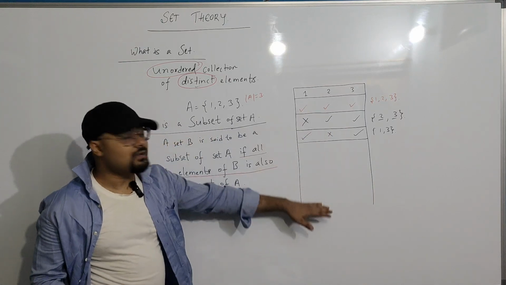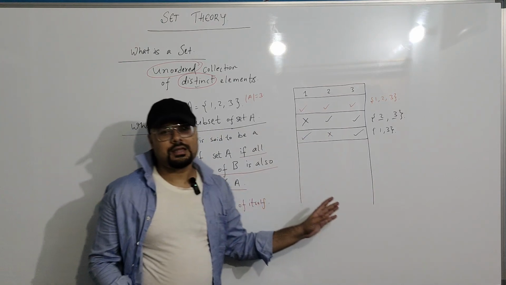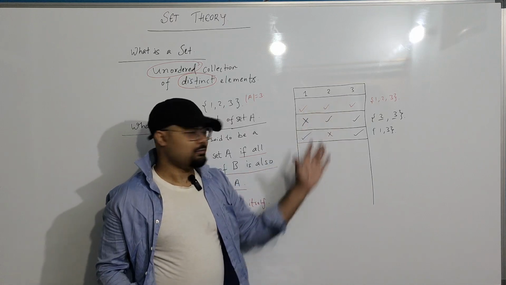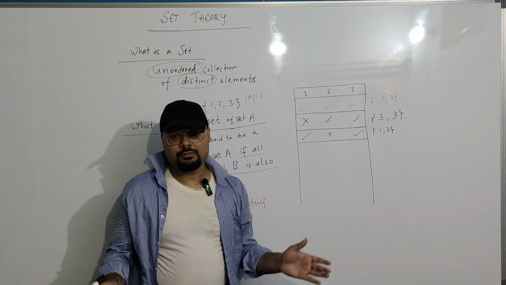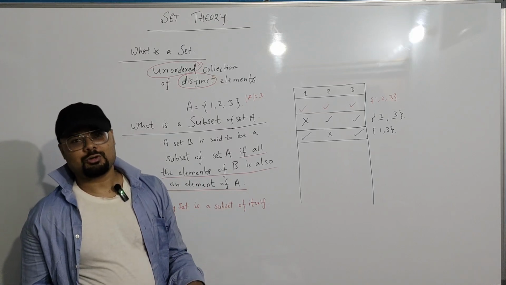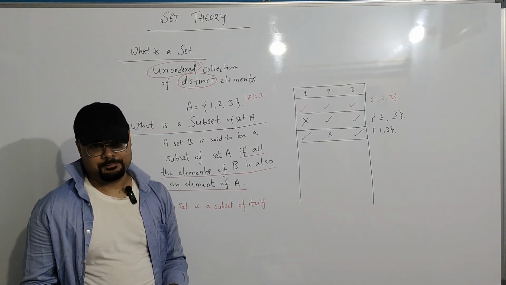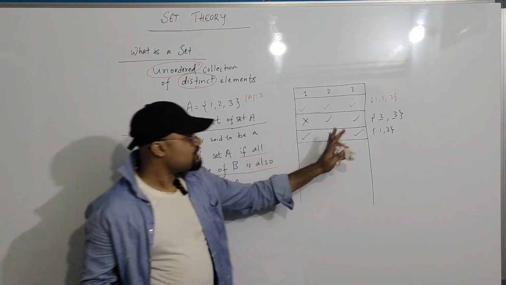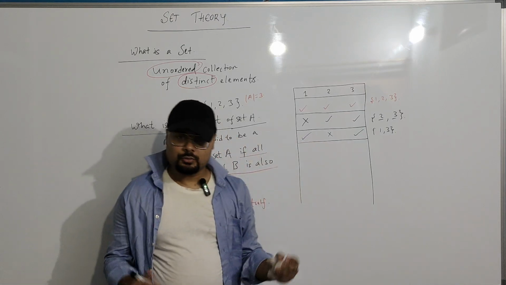So in this way, how many combinations will you get? This is very much like a Boolean table with 3 Boolean variables, and every variable can take the value 0 or 1. So the number of combinations possible is going to be 2 to the power 3. So the number of subsets possible for this set A is going to be 2 to the power 3.